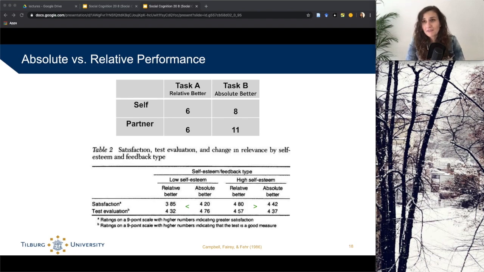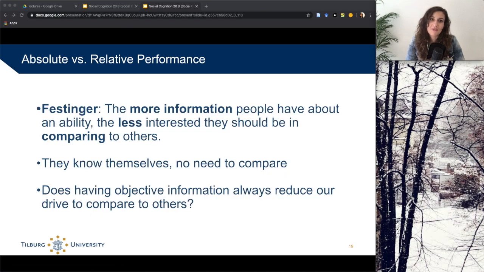Compared to the high self-esteem people, where the pattern was actually reversed. So you could say that low self-esteem participants were more satisfied and evaluated the test more positively on the absolute better task than on the relative better task, because they focused more on their own performance, while high self-esteem subjects were more satisfied and evaluated the test more positively on the relative better task than on the absolute better task. And they were kind of more focused on the performance relative to others. But you can hardly say anything about attention here, so that's a bit of a limitation.